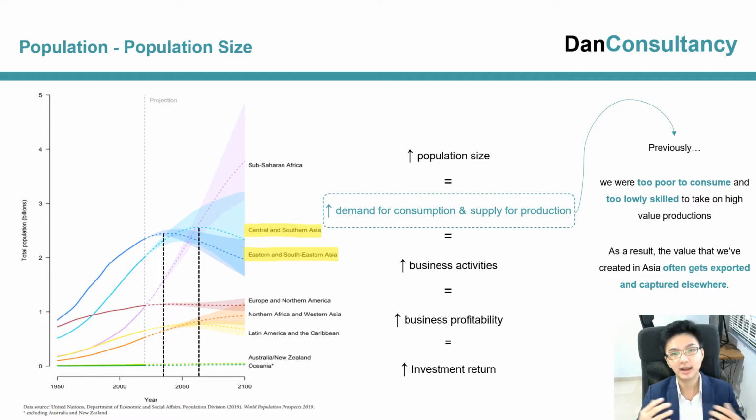As a result, what you realize is that while we are the global manufacturers of the world, the value that we have created within Asia was not consumed in Asia, neither was it captured within Asia, and it is often exported and captured elsewhere. However, things are changing for the better in Asia as a result of the mega trends that will shape a better future for all of us in Asia. And let me show you what I mean in the next 2 points.